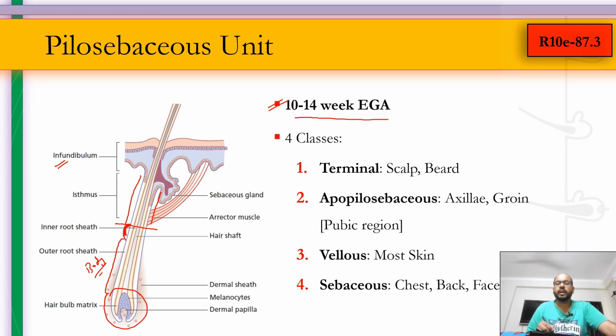Now, hair has nearly four classes. Terminal is the hair that you usually see on scalp and on the beard region of males. Pilosebaceous unit is seen in axilla and groin, which is mainly the pubic region, and they develop more during puberty. Vellus hair is on most of the skin, the body part, and sebaceous pilosebaceous unit is on chest, back, face, all the seborrheic areas. Okay, so let's move forward with that background.